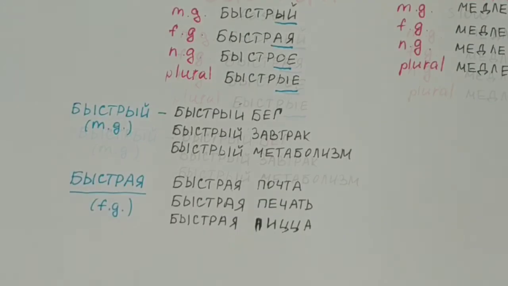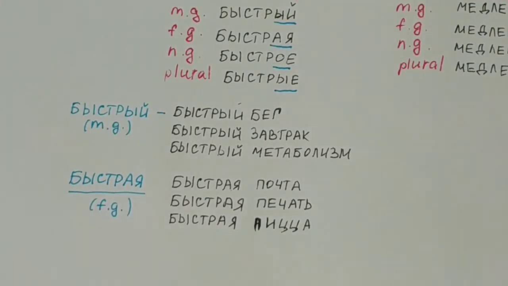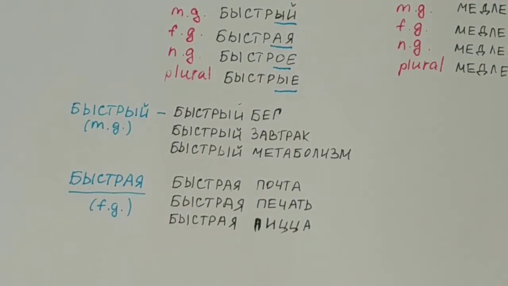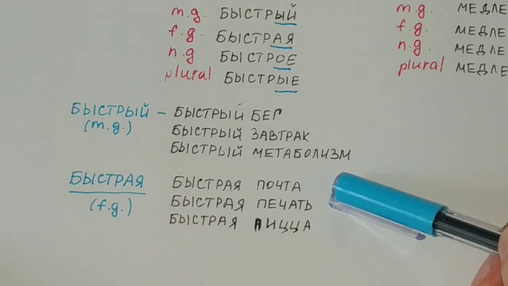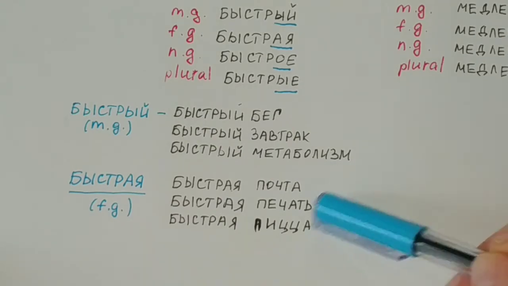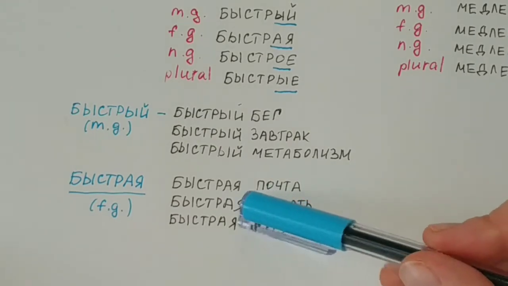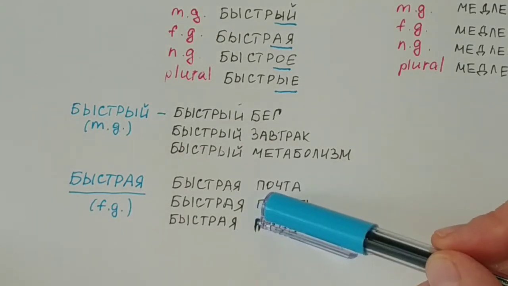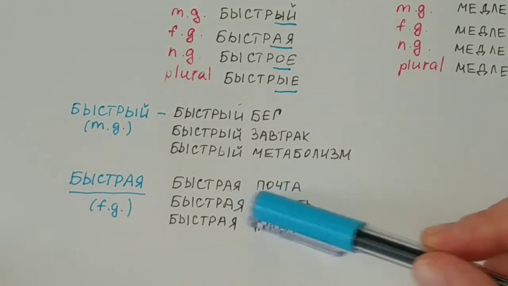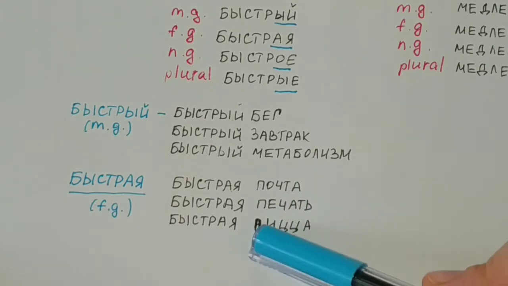So for the feminine gender form of the adjective быстрый, быстрая, I can give you these 3 examples. The first one is быстрая почта. Почта meaning mail. Now it is a noun of the feminine gender. So быстрая почта. Both words are of the feminine gender, singular, and it means fast mail. Быстрая почта, fast mail.